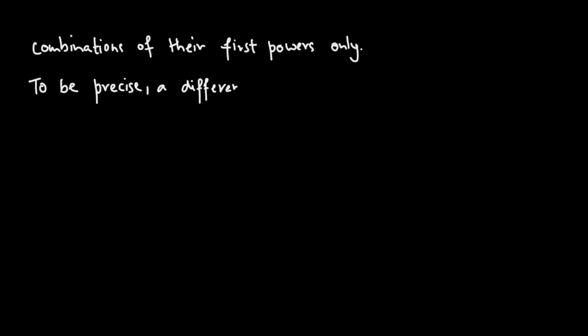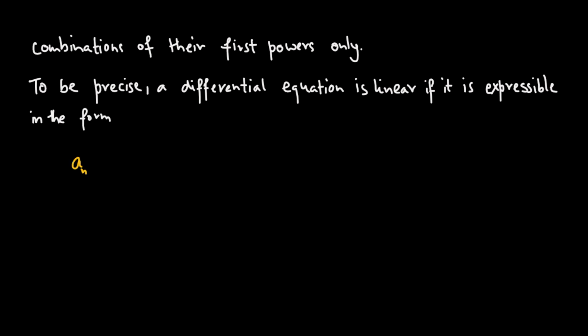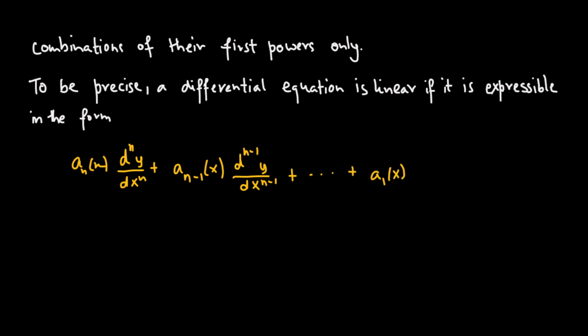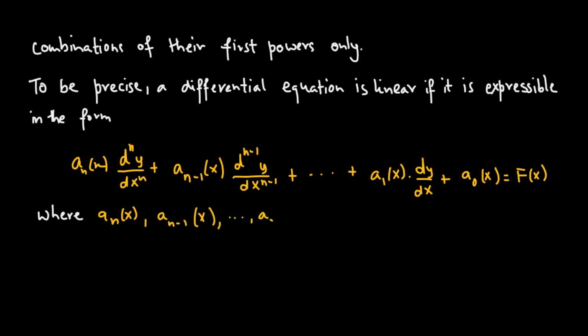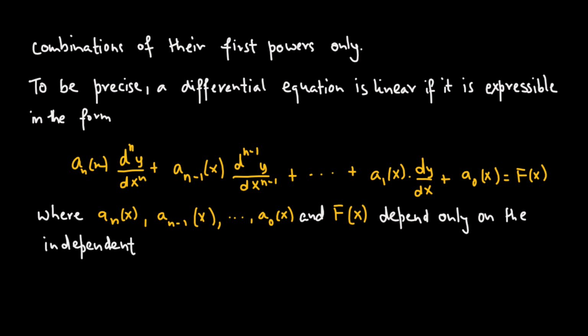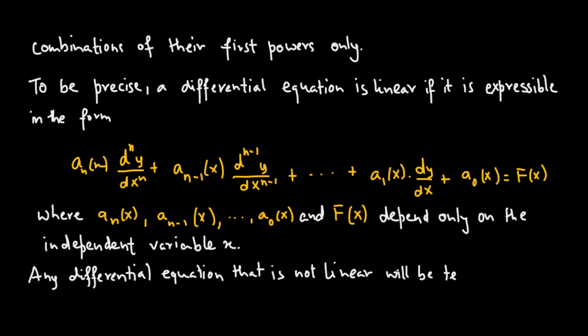To be precise, a differential equation is linear if it is expressible in the form an(x) times the nth derivative of y with respect to x, plus an minus 1 of x times the (n minus 1)th derivative of y with respect to x, plus up to a1(x) times the first derivative of y with respect to x, plus a0(x) y equals f(x), where an(x), an minus 1(x), up to a0(x) and f(x) depend only on the independent variable x. Any differential equation that is not linear will be termed non-linear.